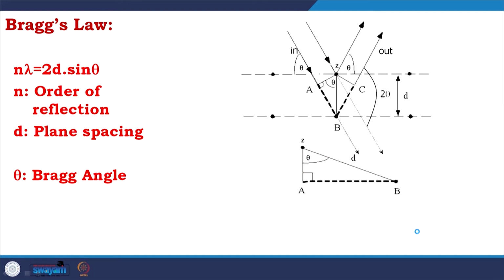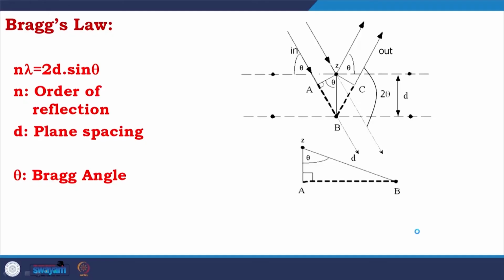Now, going towards the further analysis of the data, we will come to Bragg's law, which is n lambda equal to 2d sin theta, where n is an integer, and you see that the law is applied for parallel planes where the light ray or any X-ray is coming and diffracting. n is the order of reflection, d is the plane spacing, and theta is the Bragg angle.